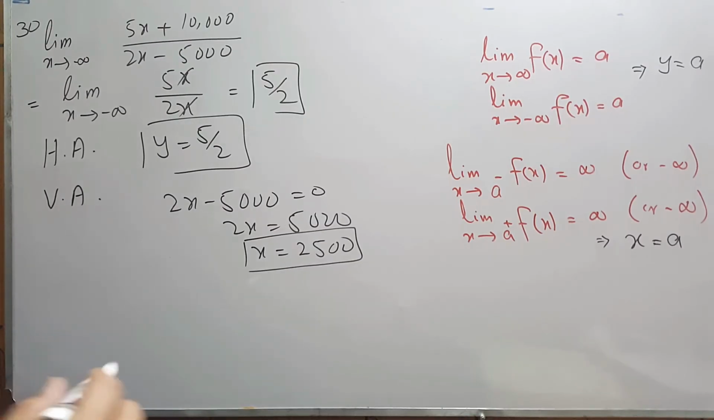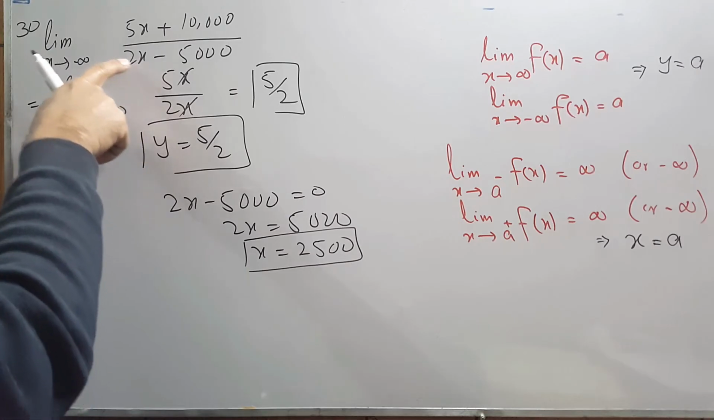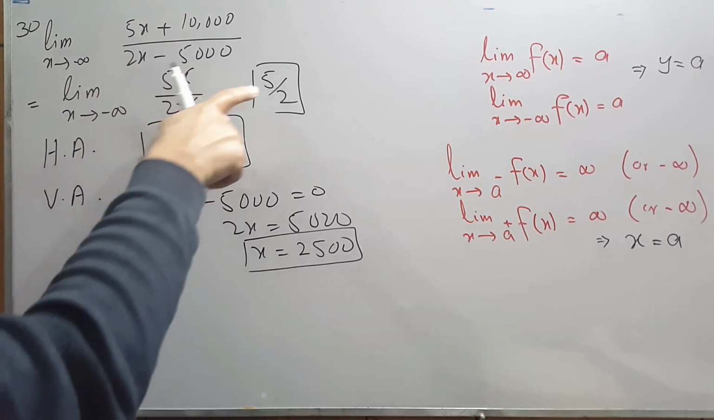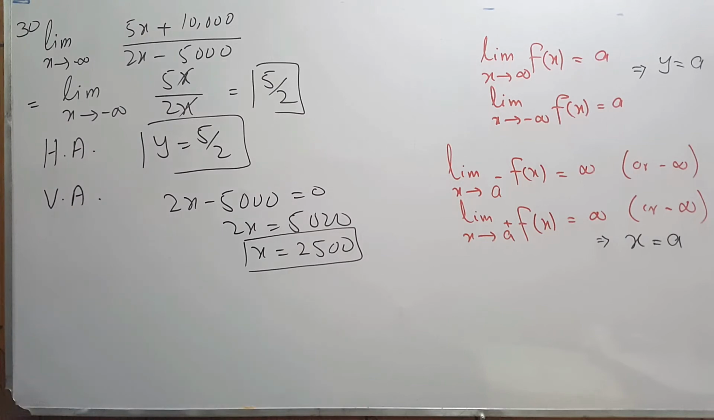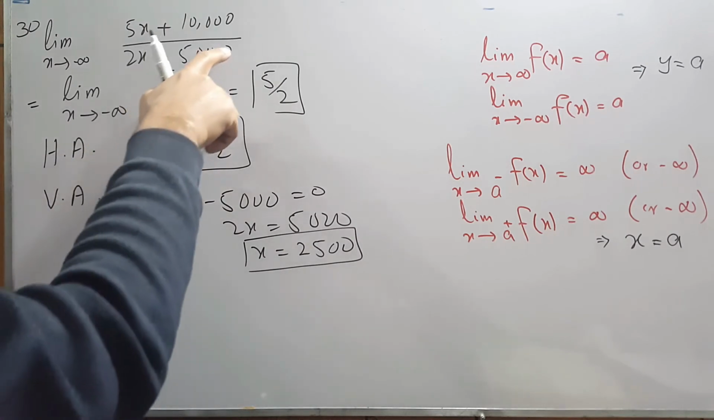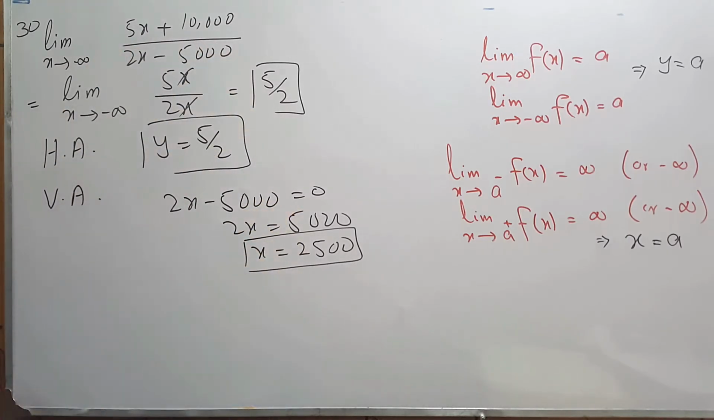This is exactly the same problem. We have 5x plus 10,000 and 2x minus 5,000. So we take the terms 5x, and from here 2x, x cancels out, leaving 5 over 2. When you apply the limit, you get 5 over 2. So our horizontal asymptote is y equals 5 over 2. And for the vertical one, we put the denominator equal to 0 and solve this. This gives us the vertical asymptote.